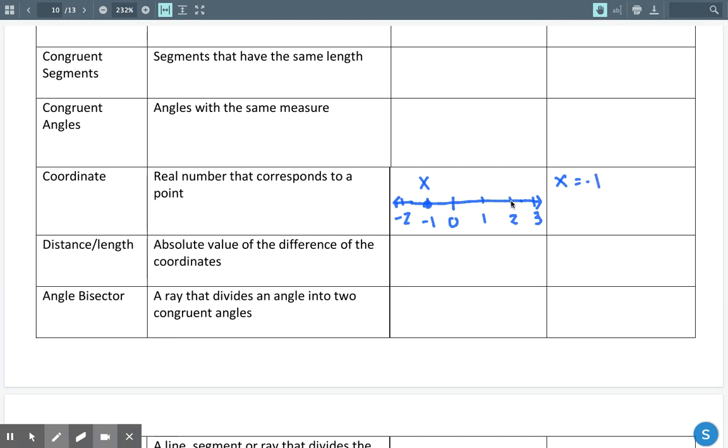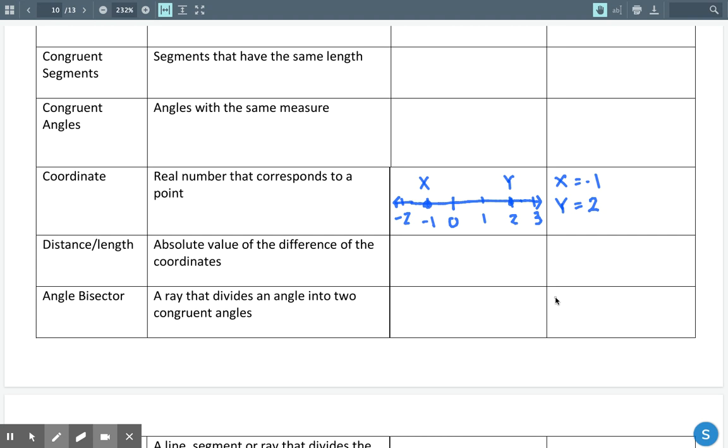And if I have another one, let's say here at 2, we can call it Y, then the coordinate of Y is 2. So Y equals 2. So just a nice little review of what it means to be a coordinate.